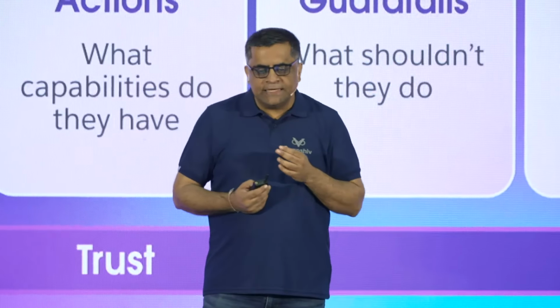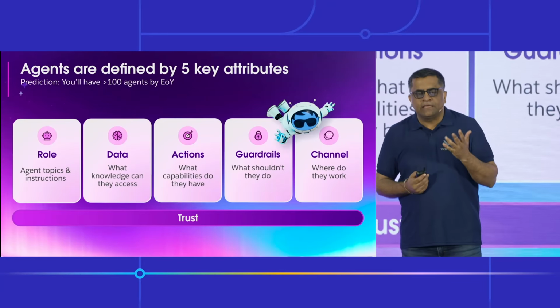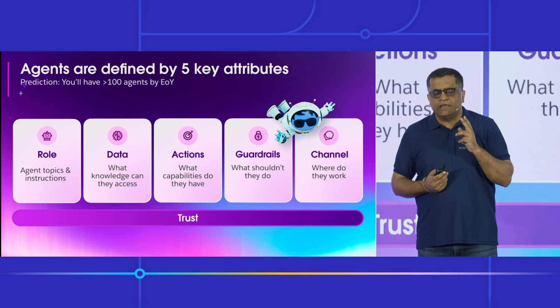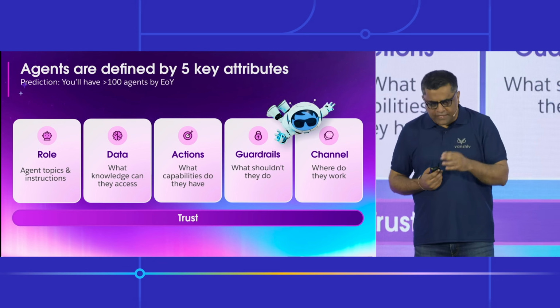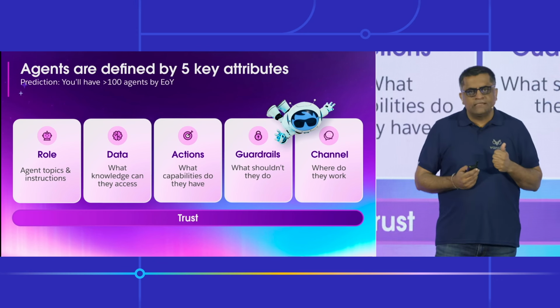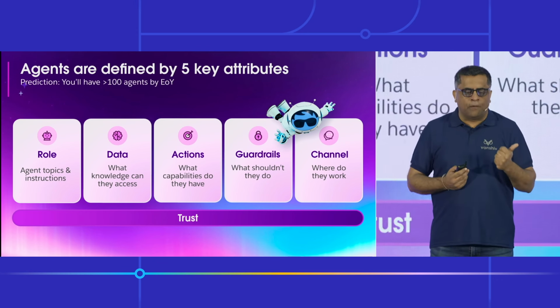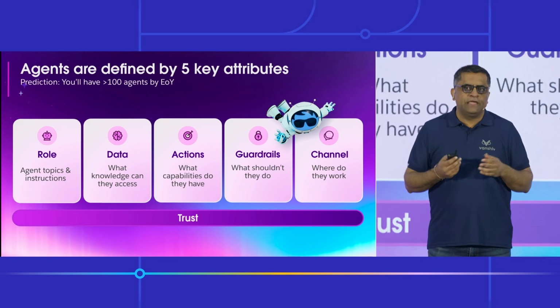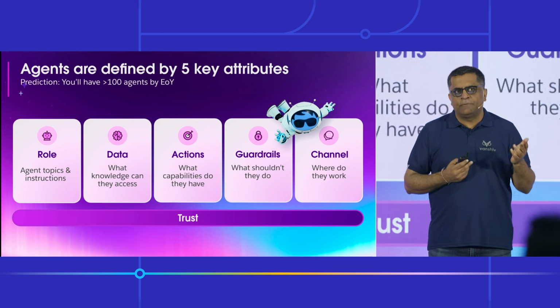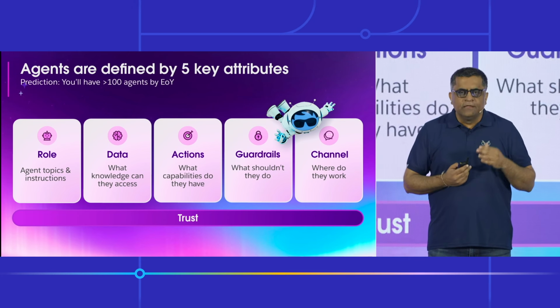So what exactly is an agent? What does it do? What are the key attributes? So any Agentforce agent, or for that matter, any generic agent, has 5 key attributes. There is something called the role. In the role, you define a topic and you define instructions. A topic could be a broad category of what the agent is supposed to do. So for example, case management is a broad topic. The action is what the agent is specifically supposed to do within that topic. So for example, should I update a case? Should I create a case?